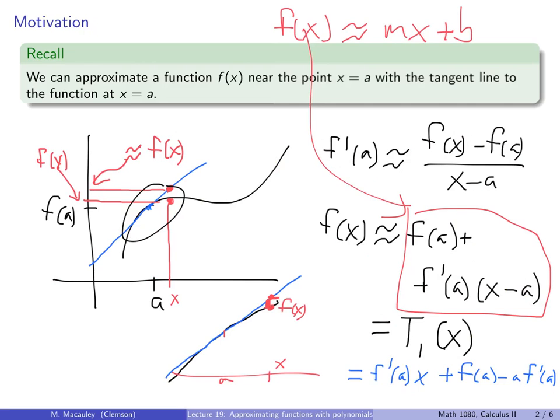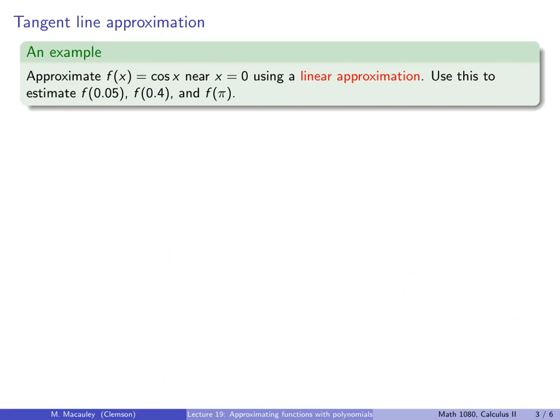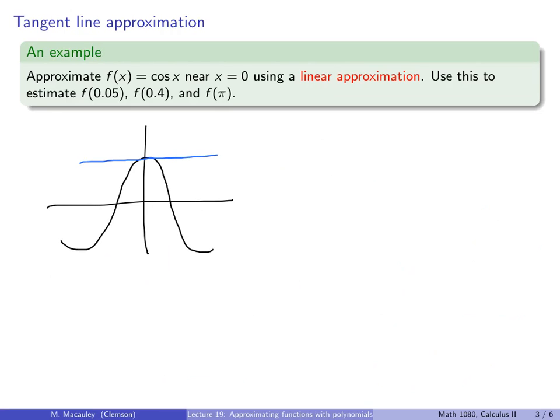Okay, so let's do a real example now. Let's approximate the function cosine of x near x equals 0 using a linear approximation. Okay, so we know what cosine looks like. It looks something like this. And the tangent line is going to look something like this. So this blue line is the linear approximation. If you zoom in at 0, so if you zoom in right here, locally this graph looks flat.